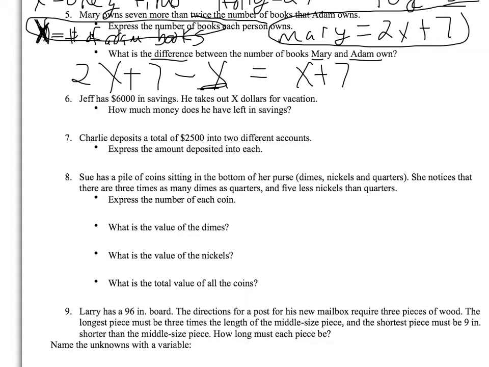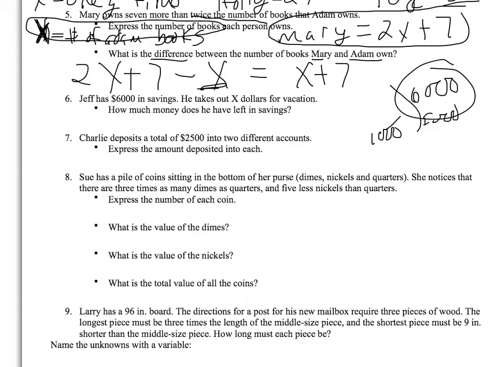So, Jeff has $6,000 in savings. He takes out X dollars for vacation. How much does he have left? Well, if we think about this, if he has $6,000 and he took $1,000 out, how much would he have left? Well, yeah, he's going to have $5,000.